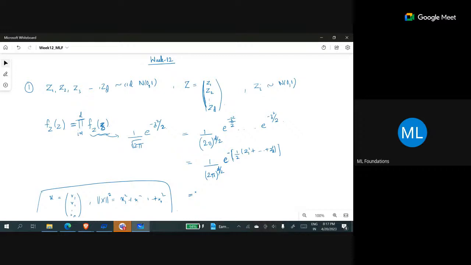So this whole thing I can write as 1 upon (2 pi) under root of d by 2, and this is e to the power minus 1 by 2 norm of z square. Okay. So this is your fz of z.